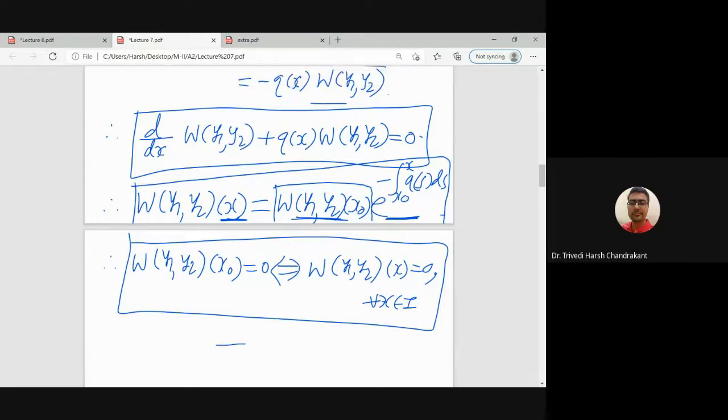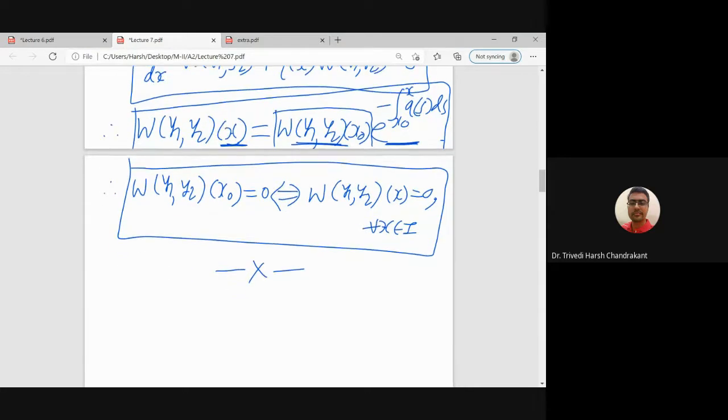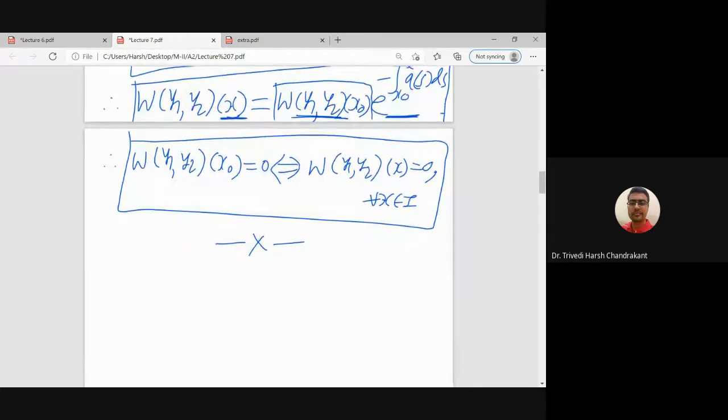So therefore, instead of checking that the Wronskian is 0 at every point, we need to check that the Wronskian is 0 at a particular point. That is enough. Okay, so let us see one application of this theorem. That will give us whether the two solutions are independent or dependent.